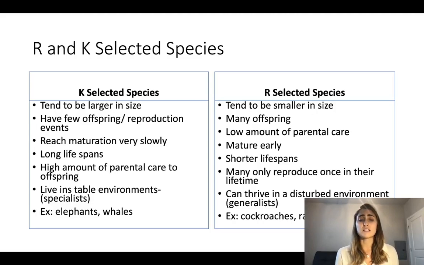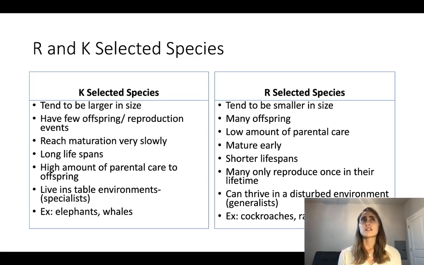They tend to thrive in stable environments, so this is more similar to a specialist species. Their range of tolerance is generally going to be much more narrow, and they are going to be highly affected by any type of disturbance to their ecosystem. So some examples of that may include elephants and whales.